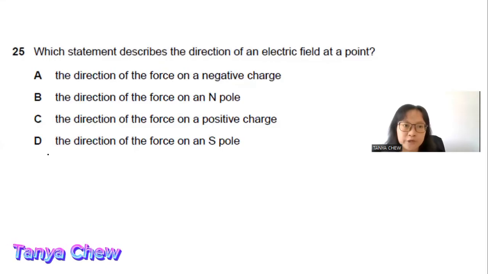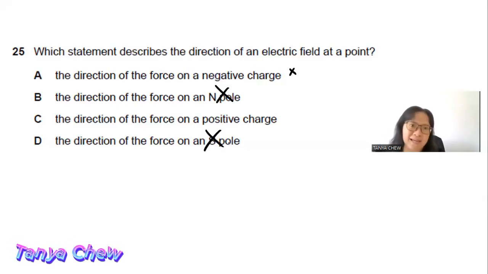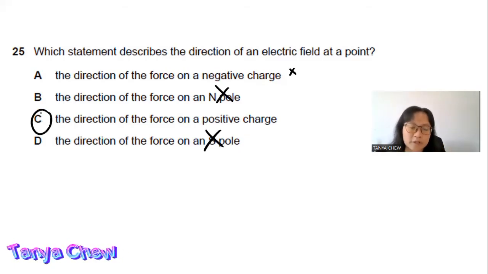Question number 25, which statement describes the direction of an electric field at a point? Let us look at A, the direction of the force on the negative charge. No, that is not the definition of electric field. B, the direction of, you see the North Pole, you see the South Pole, that is wrong. That is related to magnetic field. So the direction of the electric field is the direction of the force on a positive charge.